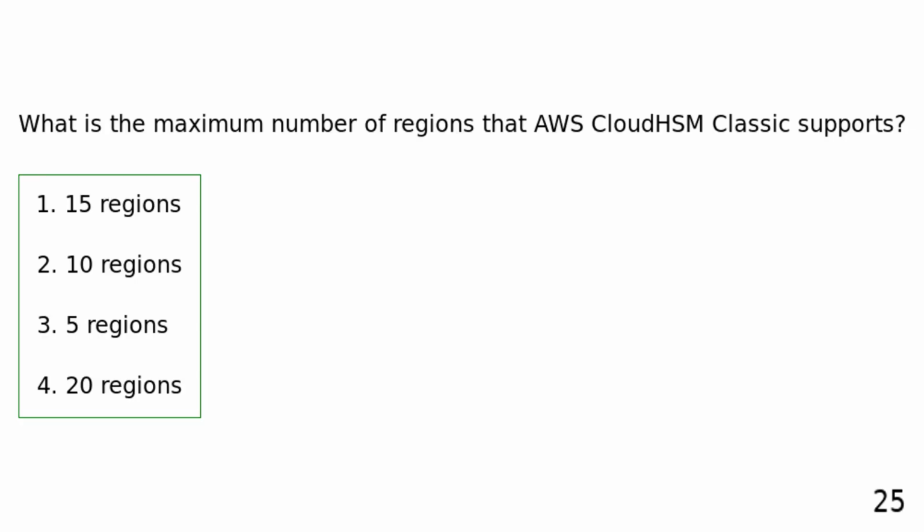What is the maximum number of regions that AWS CloudHSM Classic supports? 15 regions. 10 regions. 5 regions. 20 regions.